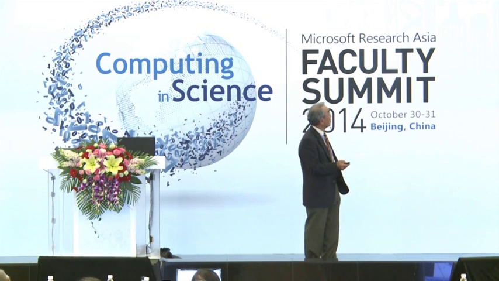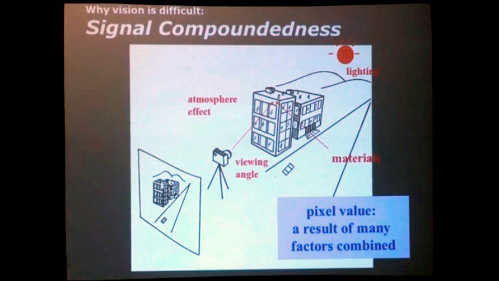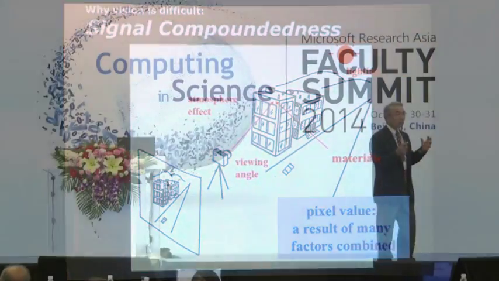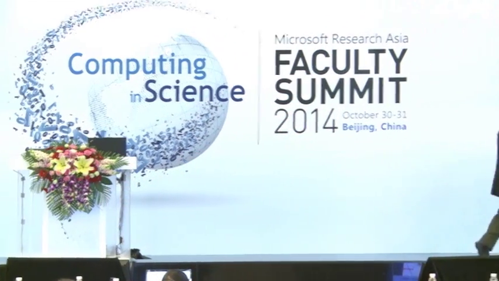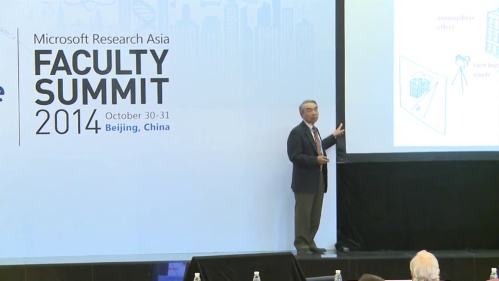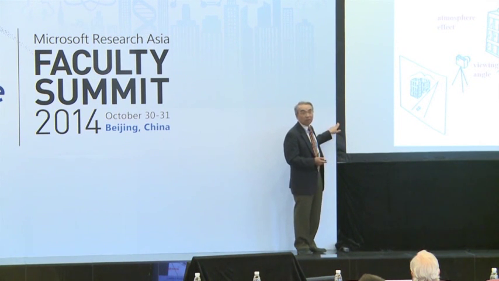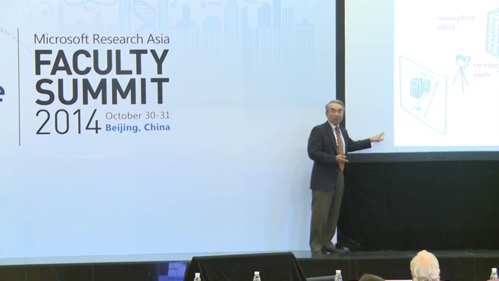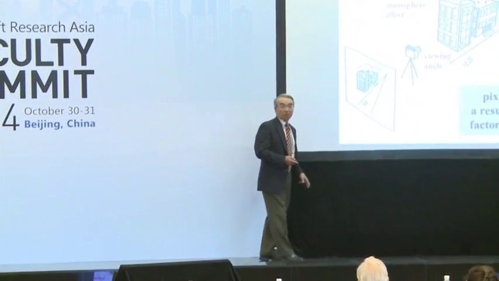Now, another difficulty is signal compoundness. A pixel value is the result of compounded physical phenomena. For example, this pixel from you is dark. That is because this cloth is dark. This is wider than here. That is not because the cloth is wider, but because more light is on. And as a picture, you can't tell which was the reason. Somehow, we should be able to recover that. And that is obviously a very tough question.